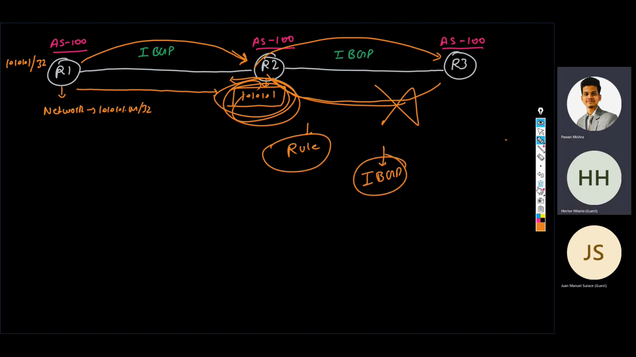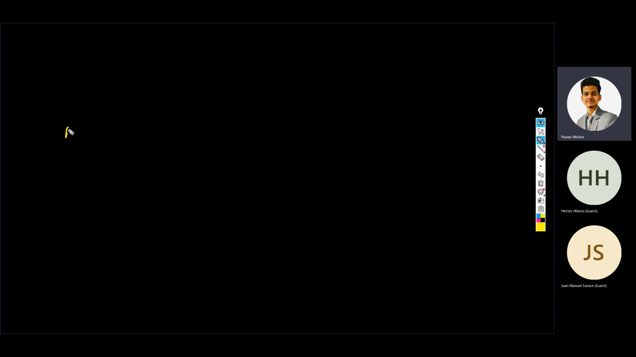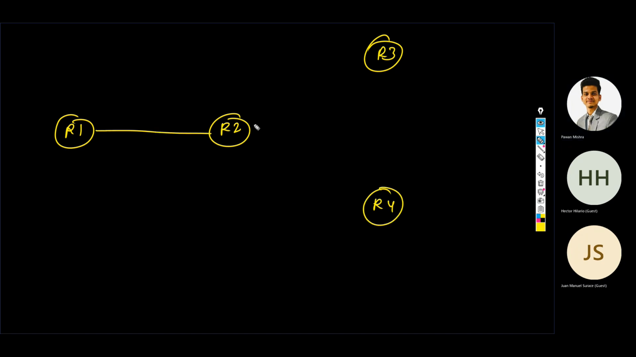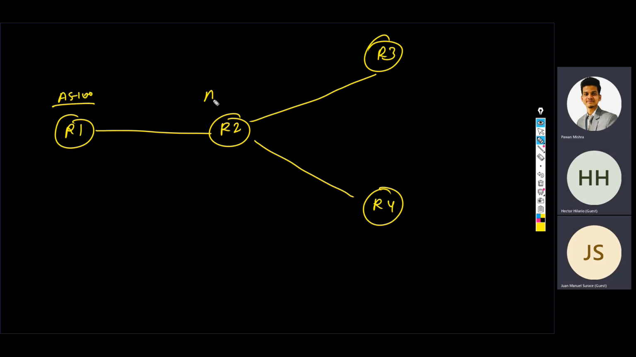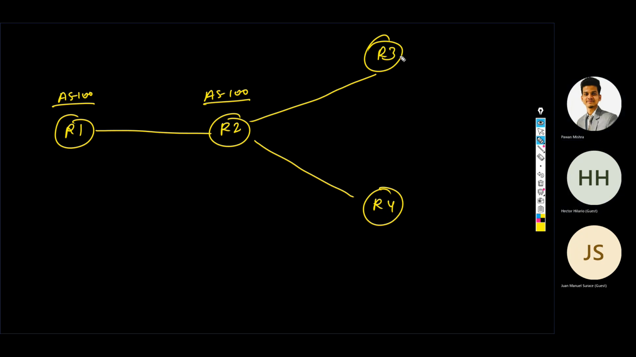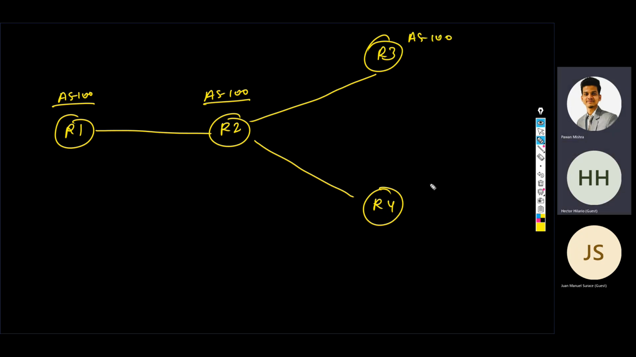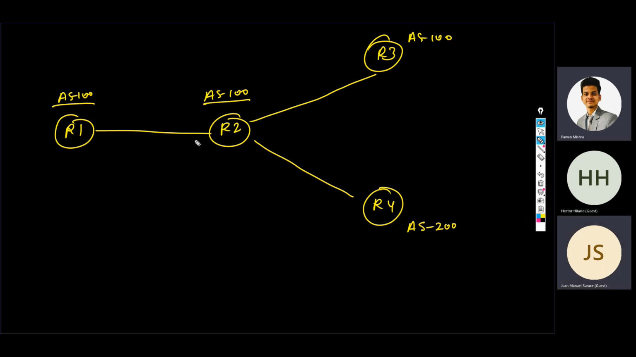It means if I make a topology for you with R1, R2, R3, and then R4, on R1 I'm using AS 100, on R2 AS 100, on R3 AS 100, and on R4 AS 200, correct? So between R1 and R2, which type of neighborship is there? IBGP or EBGP? IBGP. Perfect. And between R2 and R3? IBGP.